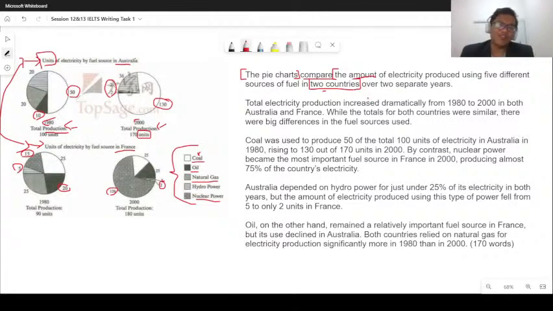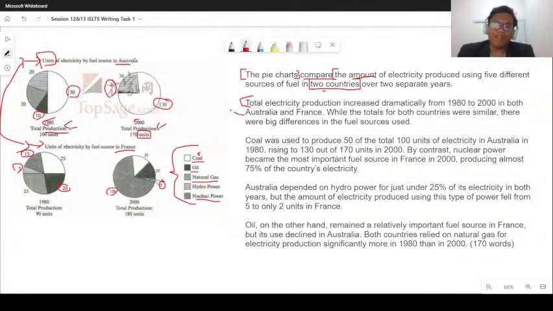But in this case, there are two countries over two separate years. Because you didn't mention the countries or the years just yet, it's kind of difficult to introduce them a little bit later, right? But this person did exactly just that. This person introduced the two countries and the two years in the second paragraph.